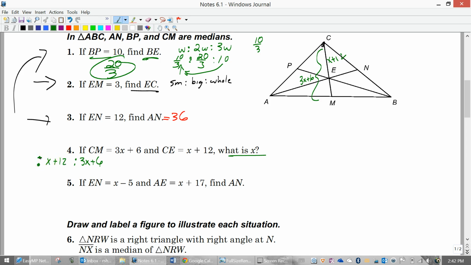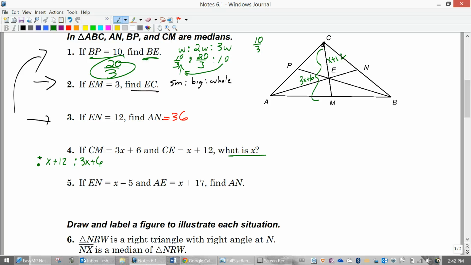So we need to relate these in some way. There's a bunch of ways we can do it. You can pretty much find that by looking at it. The big part is always between the centroid and the vertex. And you can pretty much always find that by looking at it.